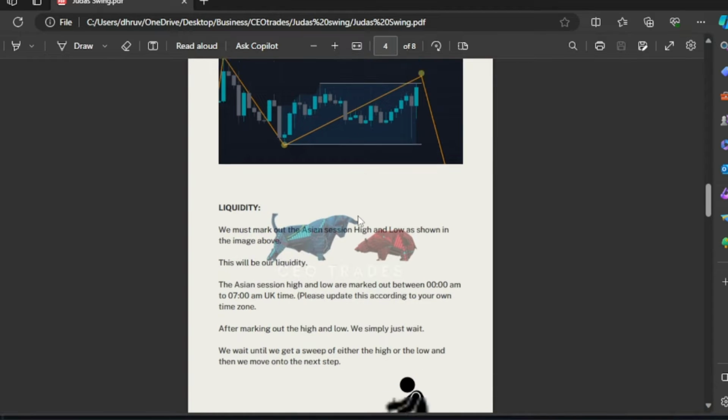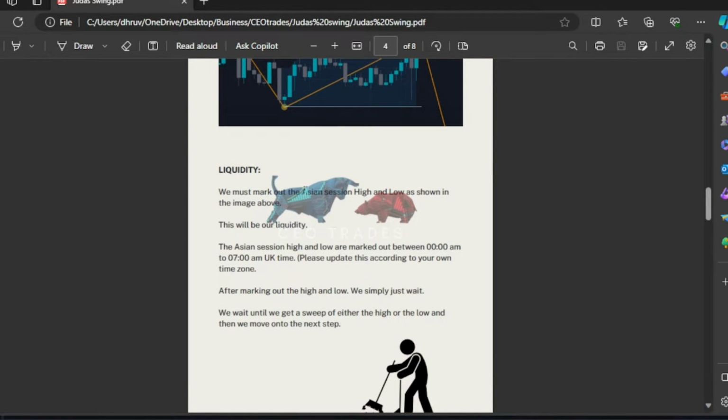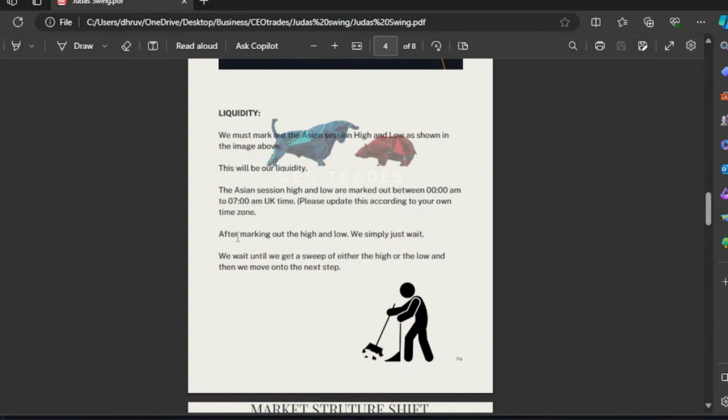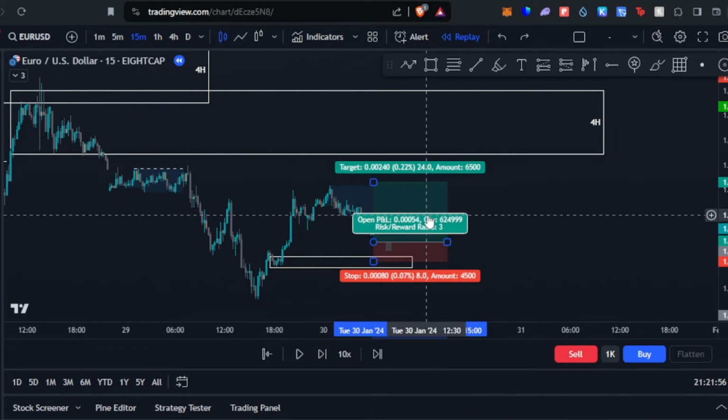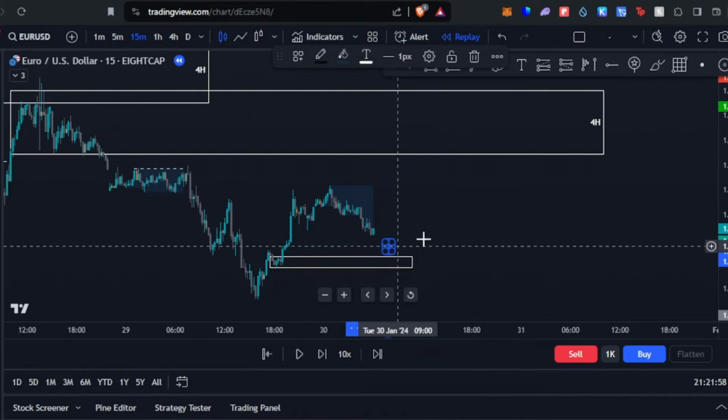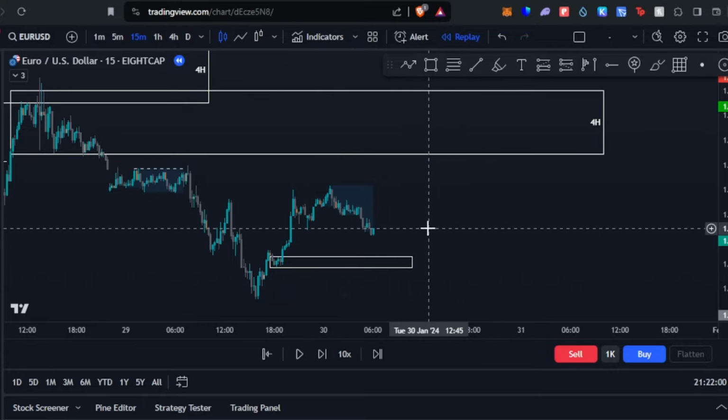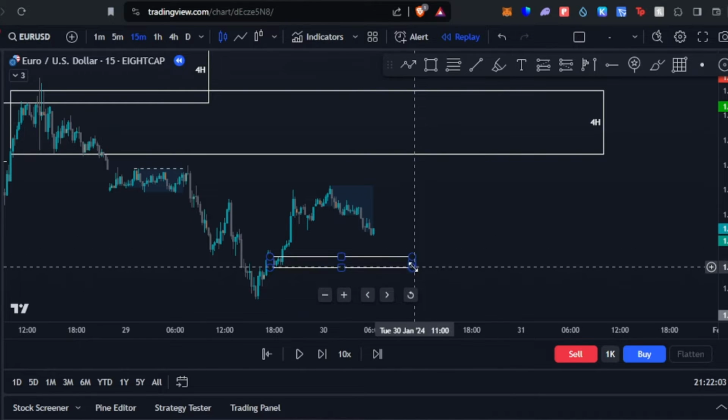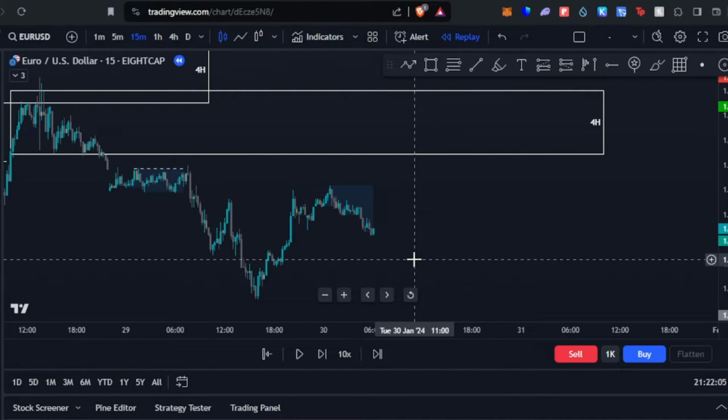Now, the next step, as we just spoke about, is we have to identify our Asia session high and low, and this will become our liquidity. So all we're simply going to do is mark out the high and low and wait until we get a sweep. Now, because our directional bias is that we are looking for buys, in this instance, we actually want to see the low get swept so that we can then wait for a market structure shift so that we can look for buys.